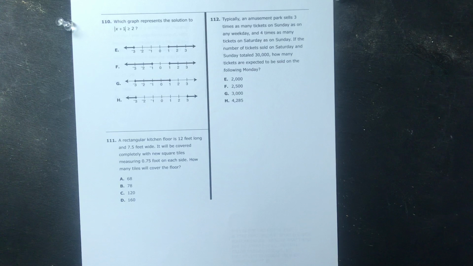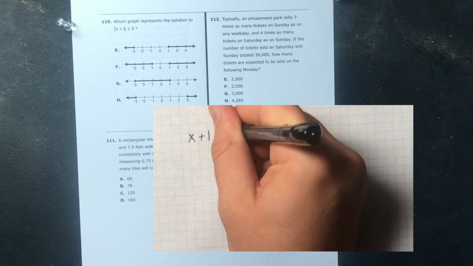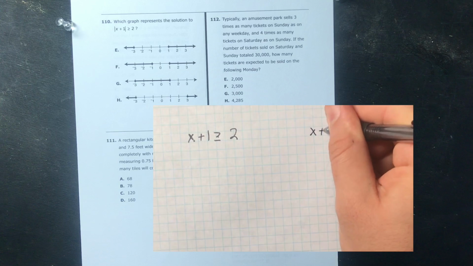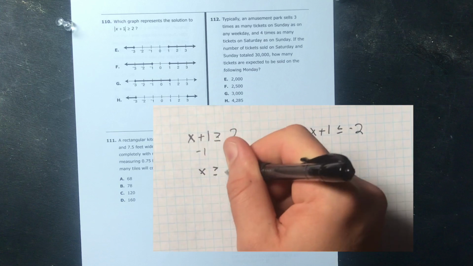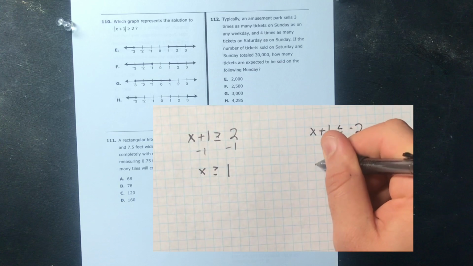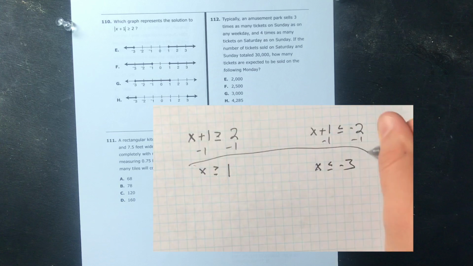Which graph represents the solution to that? Okay. Dealing with absolute values and inequality, you need to separate the inequality, flip the sign, and make it negative. I'm going to subtract 1 from each side the first, do it in the second, and that's my compound inequality.